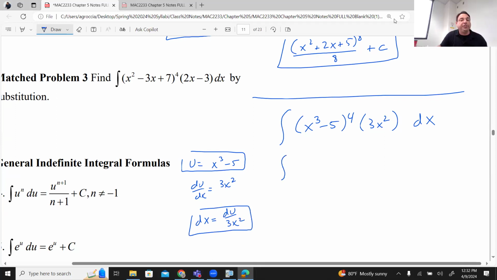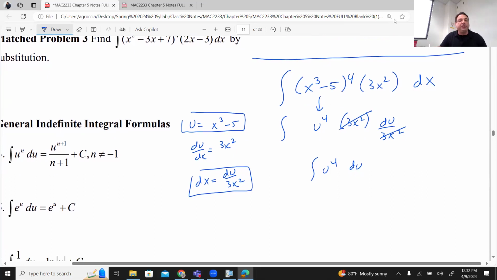So when I do the substitutions carefully, this is going to be u to the 4 times 3x squared. dx is du over 3x squared. 3x squared over 3x squared turns to 1. We haven't taken the integral. u to the 4 du. Don't forget, that's just cleaning it up. That's just simplifying it. That's just a substitution.